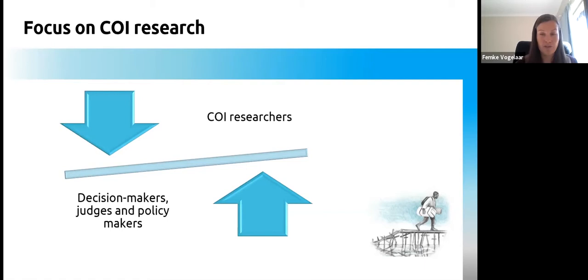Ideally, COI researchers are part of an independent COI unit that functions separately from the persons who are examining asylum applications, who are taking decisions, or who are making policy. Decision makers, judges, and policymakers, on the other hand, must analyze the information in the context of the individual circumstances of the asylum seeker and/or the legal criteria for international protection.